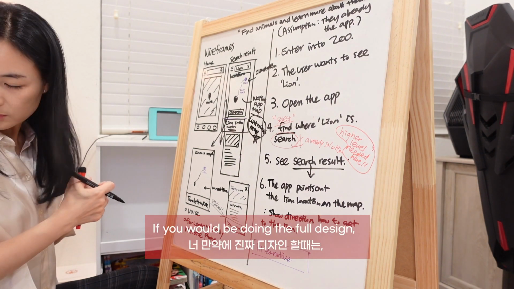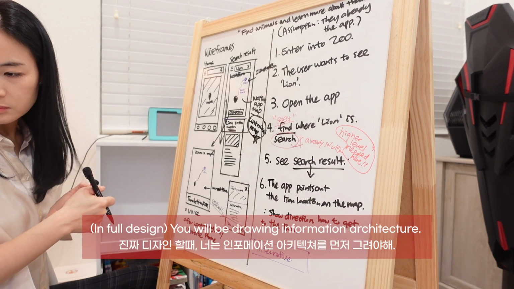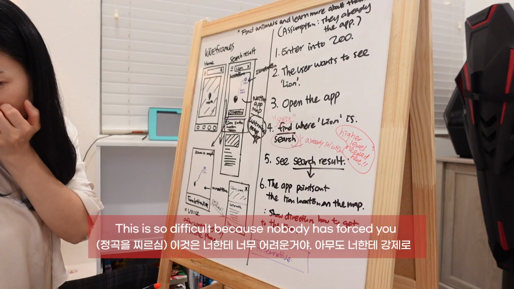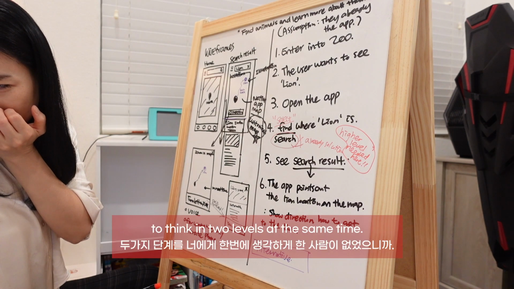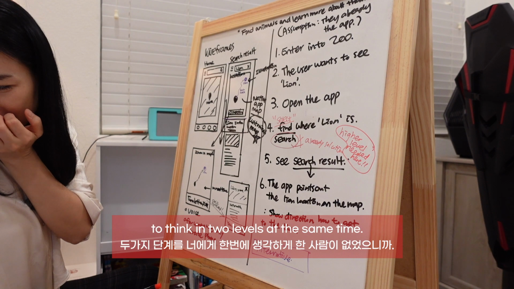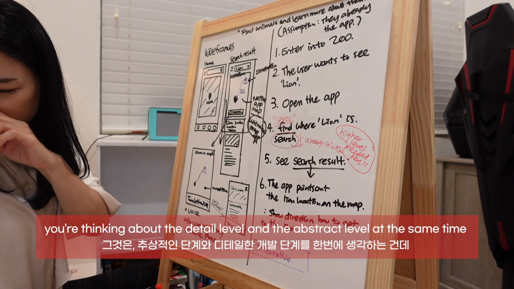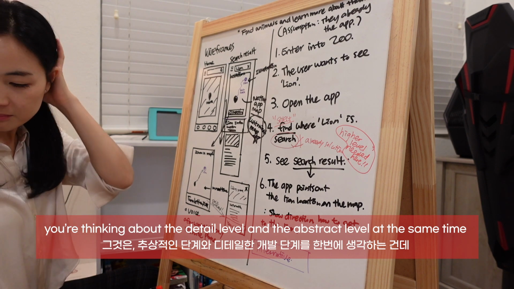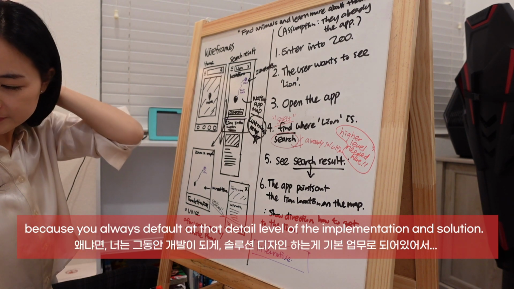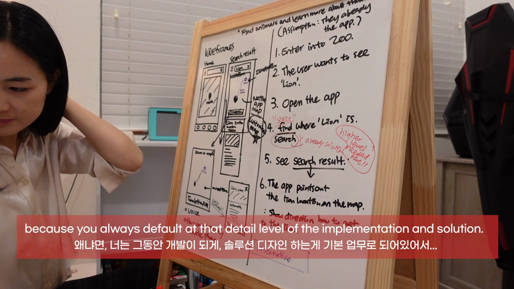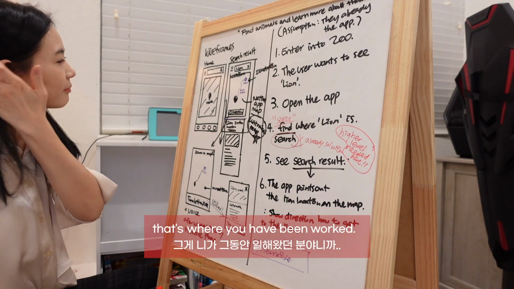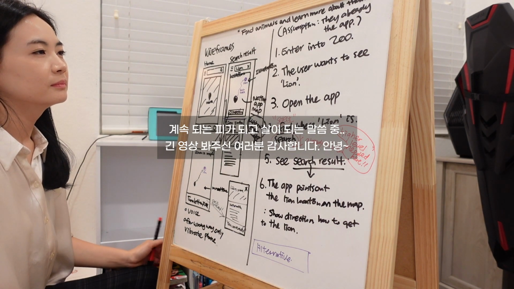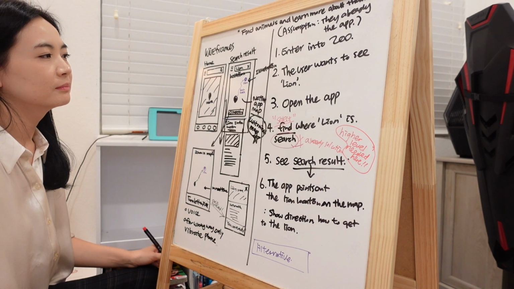If we were doing the full design, not this exercise, you would be drawing information architecture. This is so difficult because nobody has forced you to think on two levels at the same time. You're thinking about the detail level and the abstract level at the same time. You always default to the detail level of the implementation and solution because that's where you have been working. Nobody has pushed you to abstract, to go one level higher.